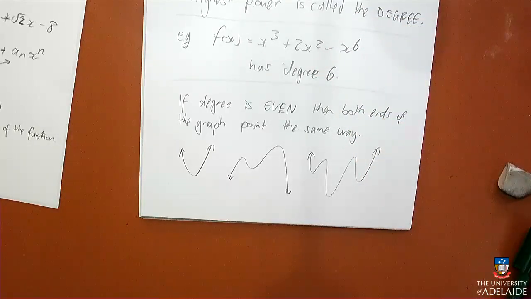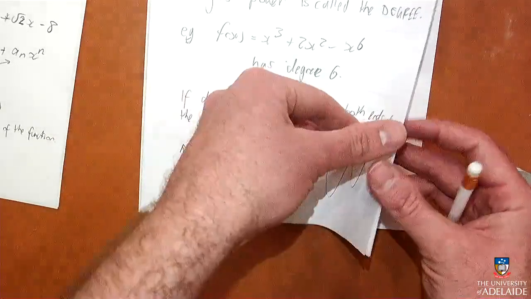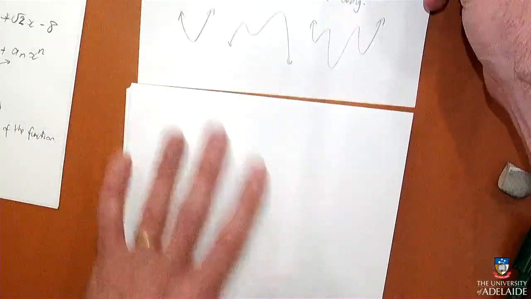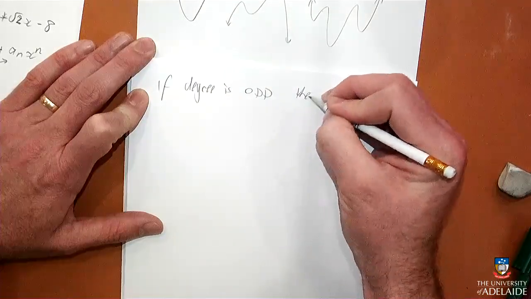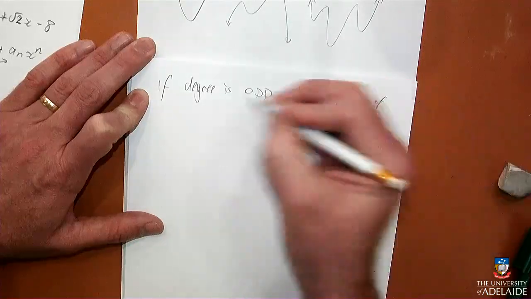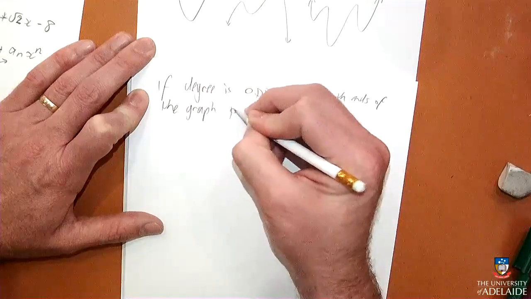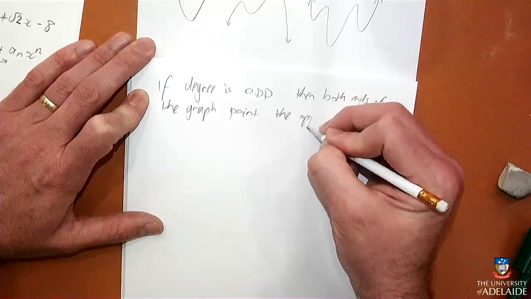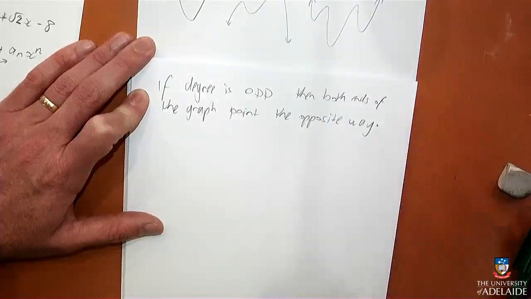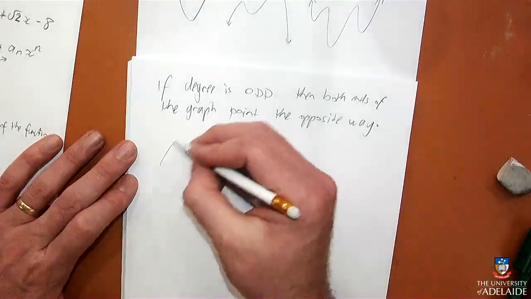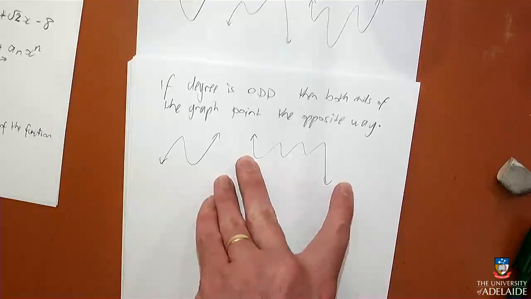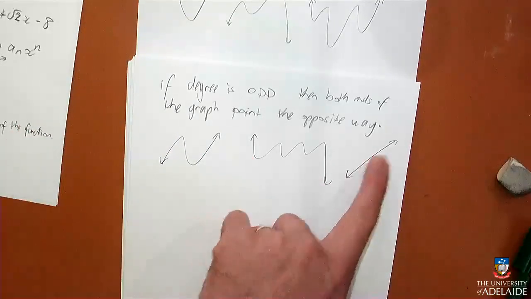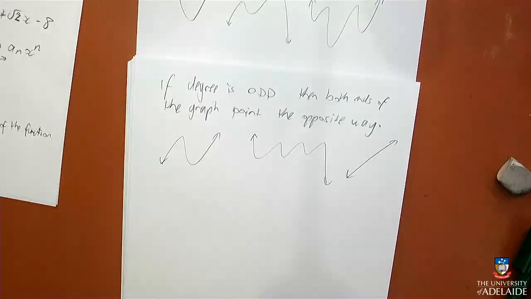So the two ends point in the same direction if it's an even degree, but they point in opposite directions if it's an odd degree. So if the degree is odd, then both ends of the graph point the opposite way. So you might have something like that, where one end points down and one end points up, or you might have something like this, where one end points up and the other end points down, or even a straight line does that job. So if the degree is odd, the highest power is an odd number, it's going to be opposite directions, and if the highest power is an even number, it's going to be the same direction.